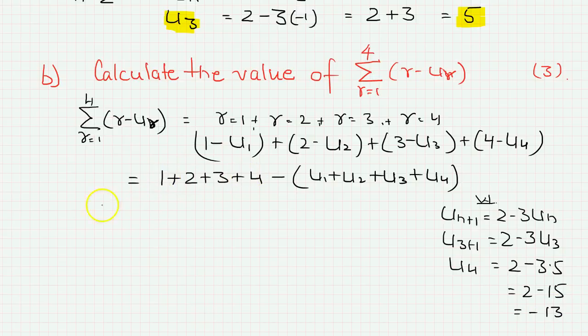So this will be 1 plus 2 plus 3 plus 4, which is 10, minus the sum of u1, which was plus 1, u2 was minus 1, u3 is 5, and u4 is minus 13.